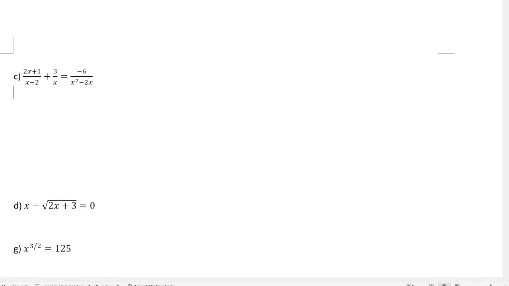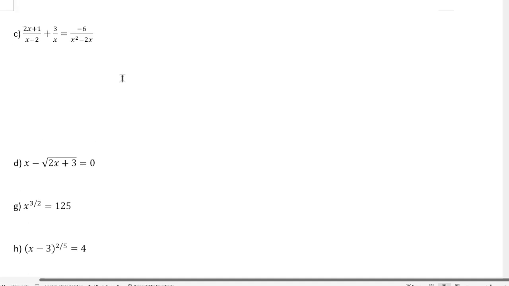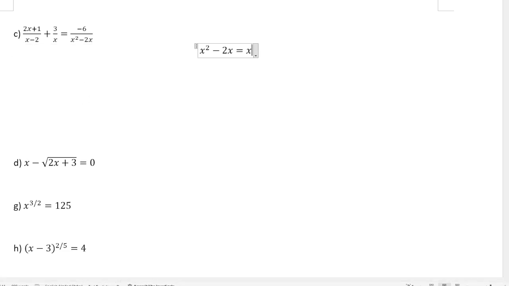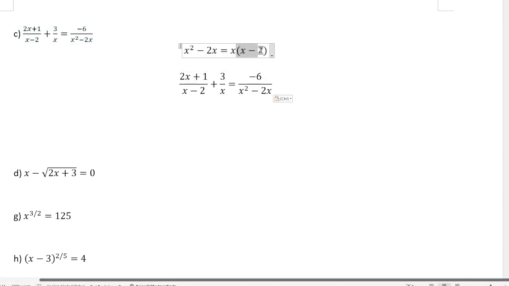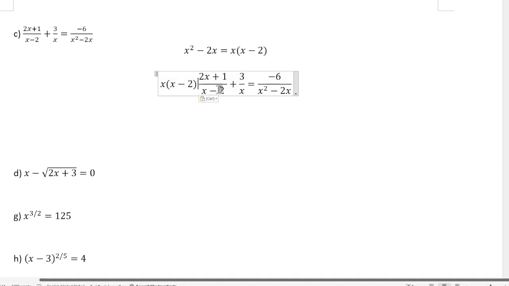Another equation with fractions. This time, notice that x squared minus 2x factors as x times x minus 2. And because of this, if I multiply x times x minus 2, it will cancel this denominator as well. So let's try to multiply x times x minus 2 to all the terms.